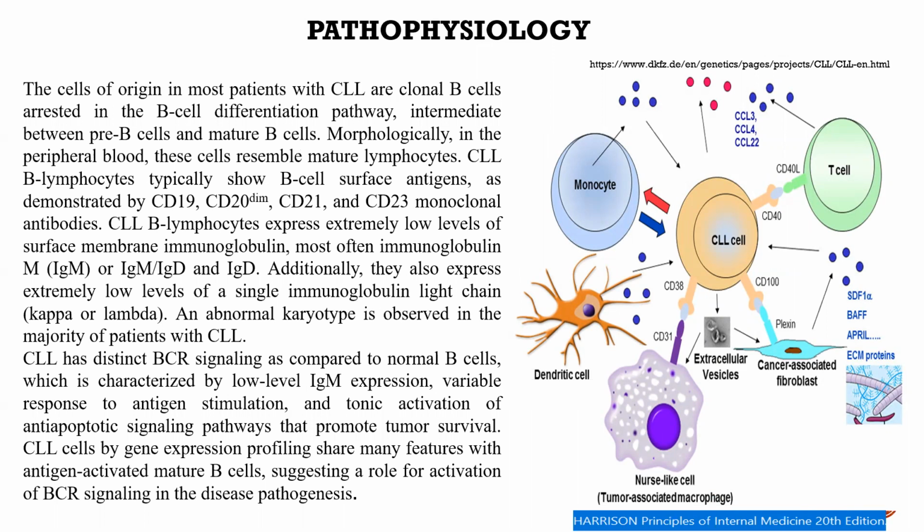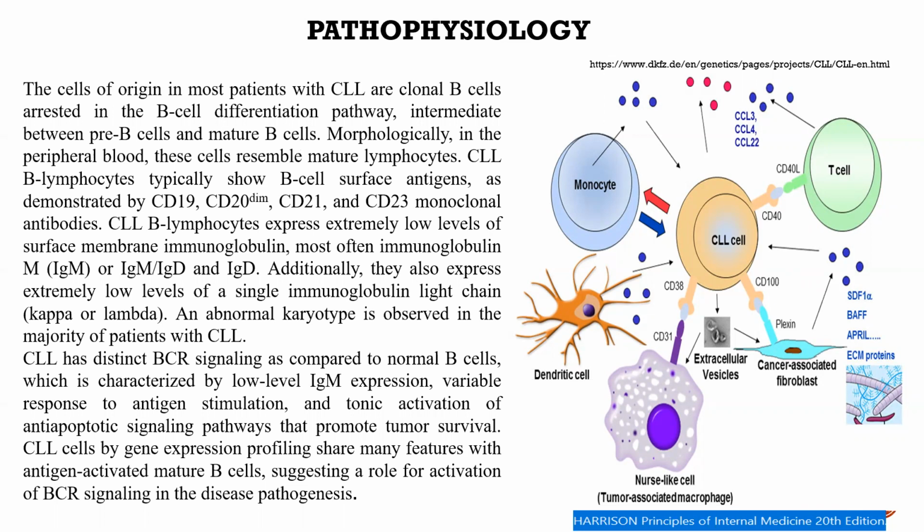Morphologically, in the peripheral blood, these cells resemble mature lymphocytes. Chronic lymphocytic leukemia B lymphocytes typically show B cell surface antigens, as demonstrated by CD19, 20, 21, and 23 monoclonal antibodies. B lymphocytes express extremely low levels of surface membrane immunoglobulin, most often immunoglobulin M or M and D, or immunoglobulin D. Additionally, they also express extremely low levels of a single immunoglobulin light chain. An abnormal karyotype is observed in the majority of patients.